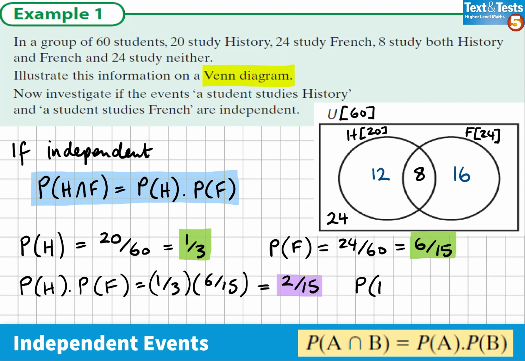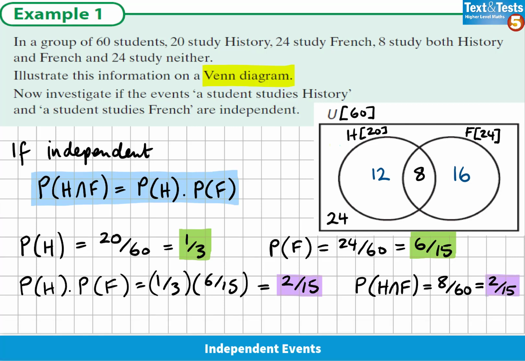The probability that someone studies both history and French, we can see the fraction here is 8 out of 60, which is also 2 out of 15. So we could conclude here that yes, these are independent events because the probability of H multiplied by the probability of F is equal to the probability of H and F. So this is how we might use the multiplication rule for independent events to prove if events are independent or not.